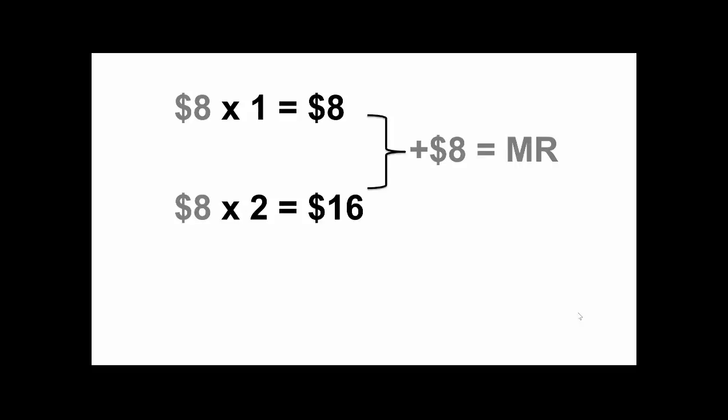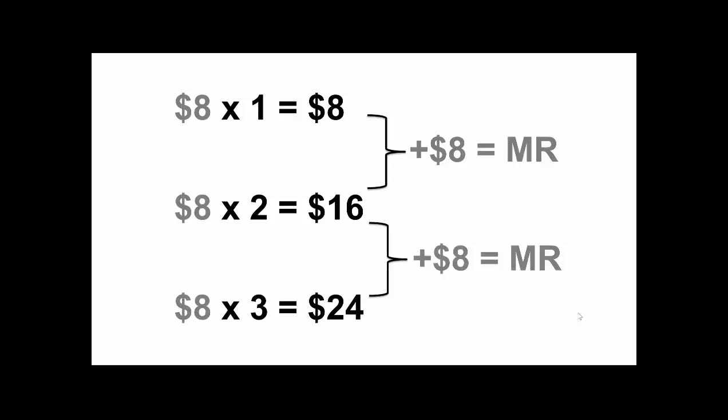What about if you sell a third sandwich? What will be the extra revenue of that? Well, the extra revenue of that, total revenue will be 24. The extra revenue is 8. If you know a little bit of math, you get this point pretty quickly.